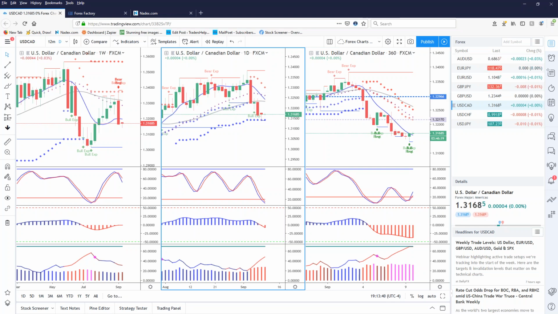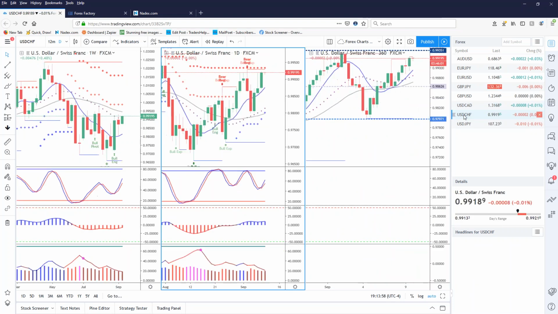If you notice the 6-hour chart, you're making lower lows over on the 6-hour chart, but you're making higher lows in the stochastics. That's a good indication that they're ready to test for that resistance.